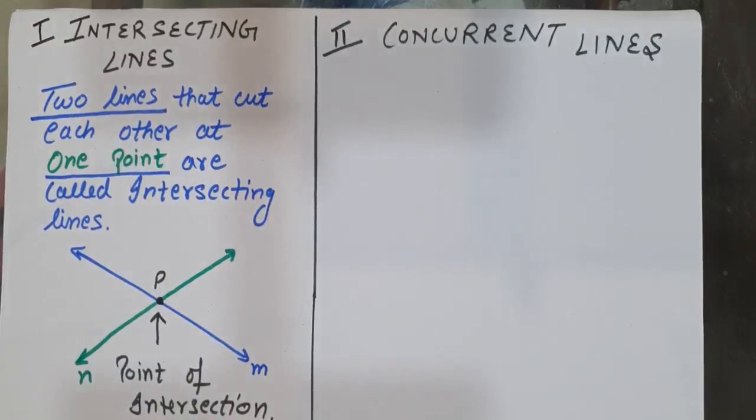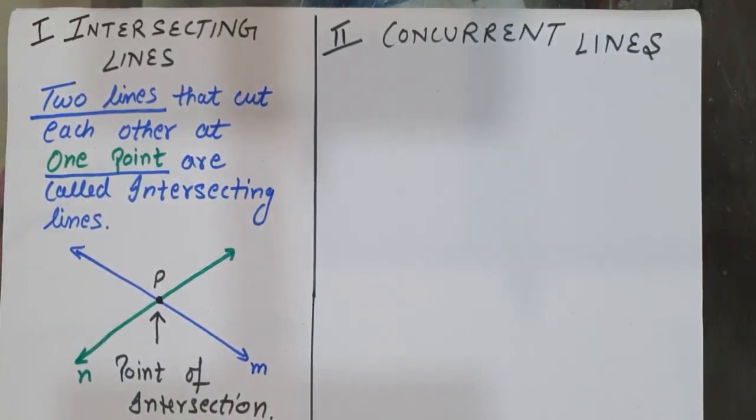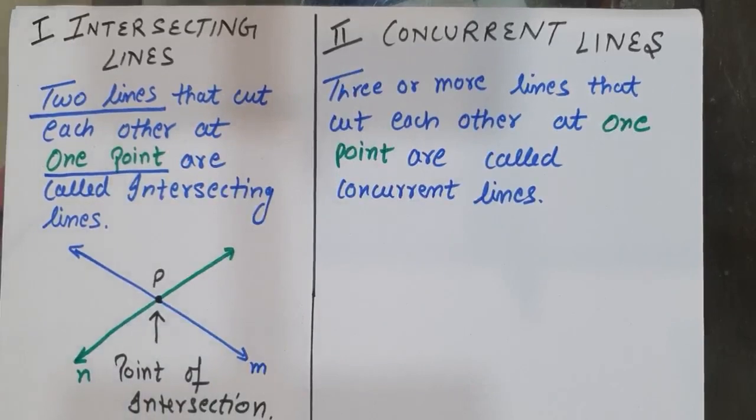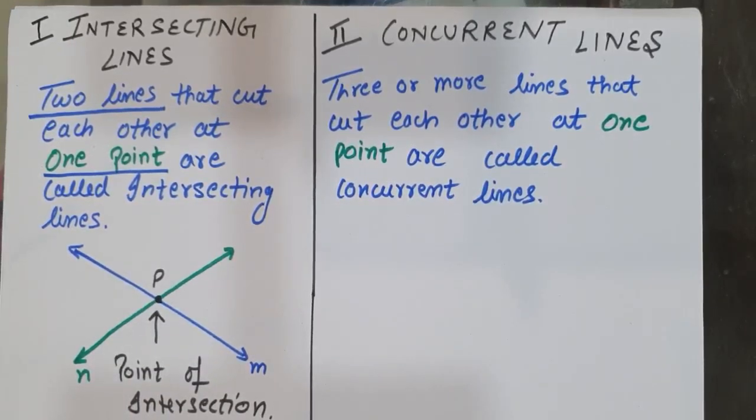Now, as we can see here, for lines to be intersecting, there is a condition that there should be only two lines which must be cutting each other at one point. But what if the lines are more than two? That is, they may be three, they may be four, they may be five. What in that condition? In that case, we can move to our next topic, that is concurrent lines.